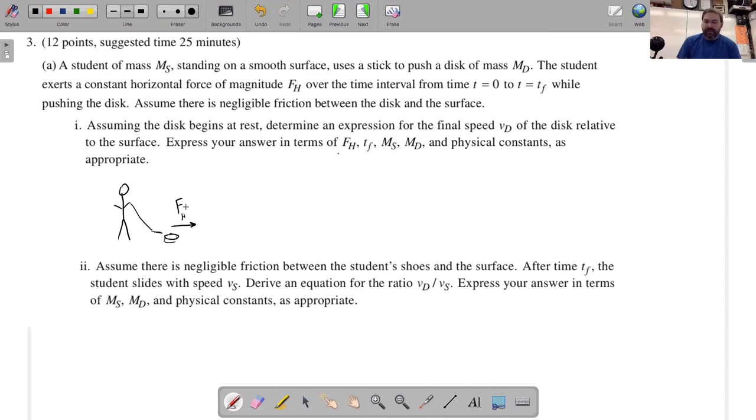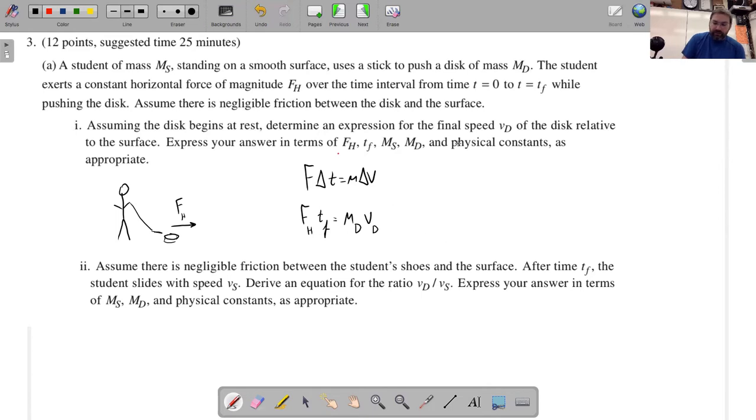This problem suggests you should think about the impulse momentum theorem. Generically, the impulse momentum theorem is F delta t equals m delta v. In terms of the variables defined in this problem, the force is F sub h, the time is t sub f, and m in this case is the mass of the disk, times the change in speed. If it begins from rest, the change in speed is equal to v sub d.